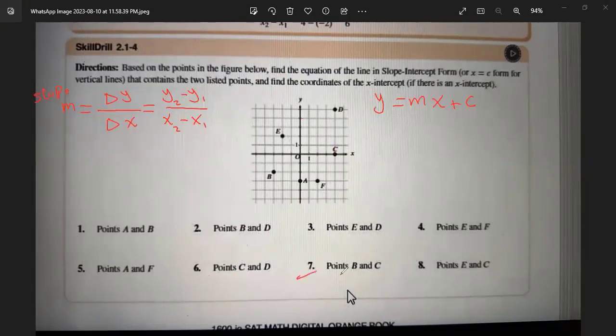Now, number 7, we have 2 points, B and C. C is from the previous one: C is (4, 0). And B is negative 3, negative 2. First of all, the slope. The line looks like this. This is C here.